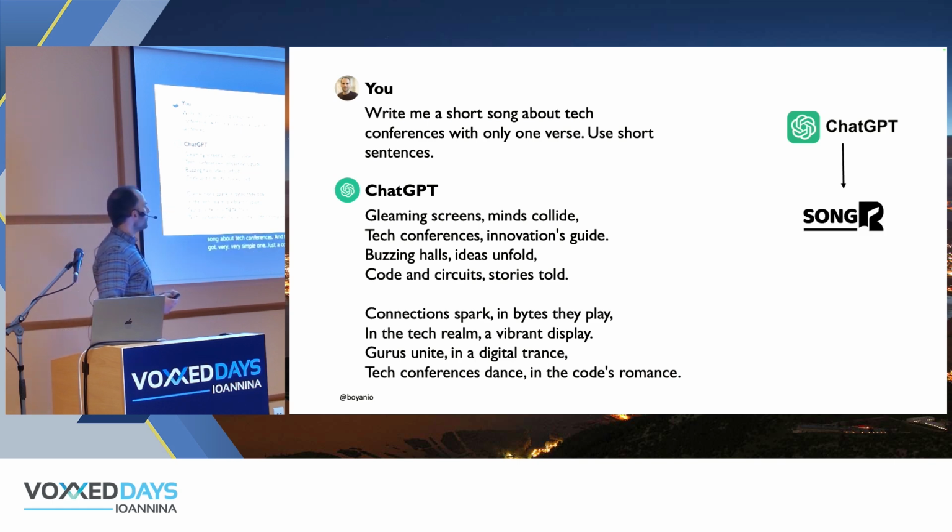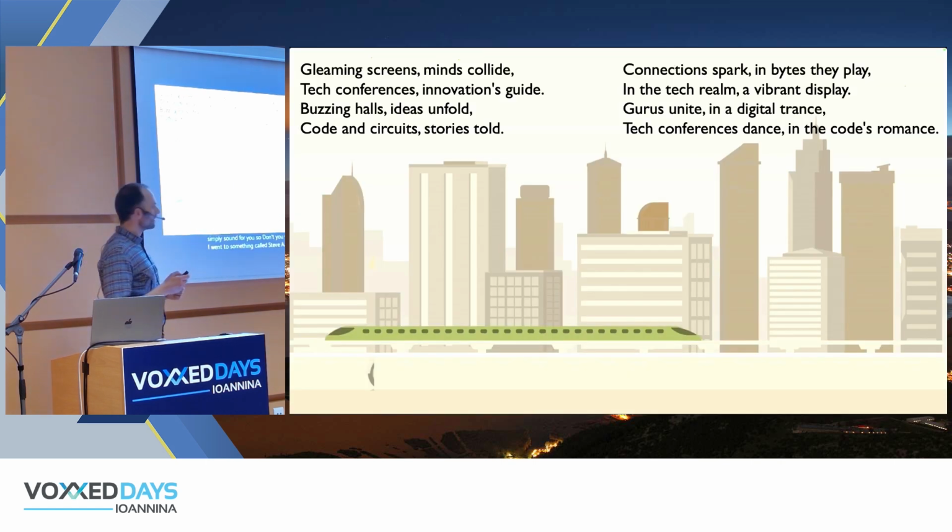Then I used this and I went to something called Songer. Songer is an online tool that, given a text, can generate a song. It can sing this song for you. So something very cool. And then I went to something called Steve AI that generates a video. So I really created a song about tech conferences that we are going to see in a while. Let's try to see now the volume.